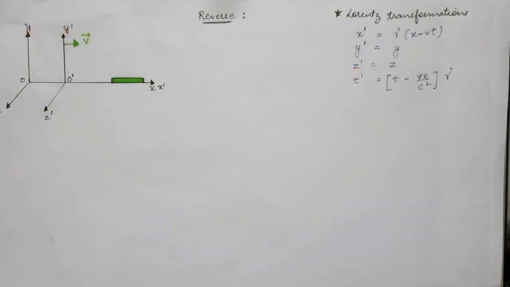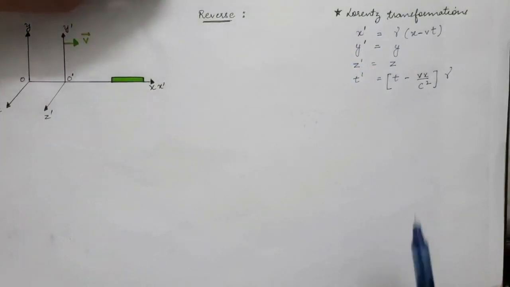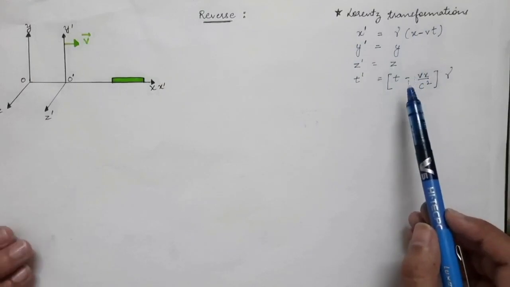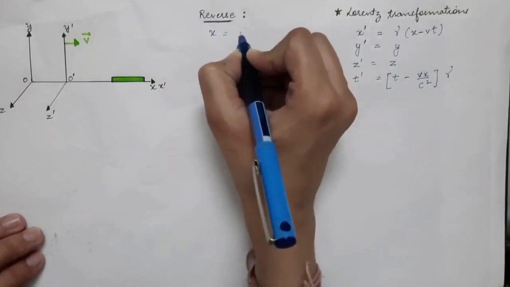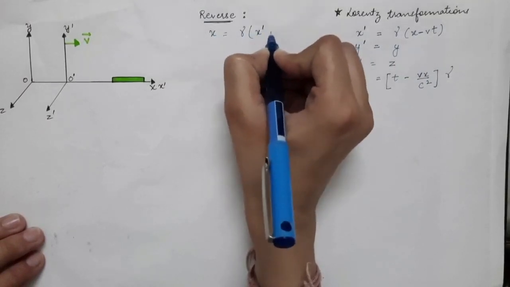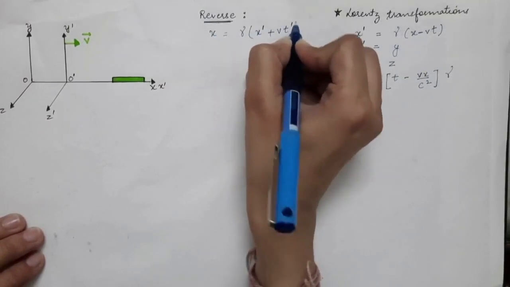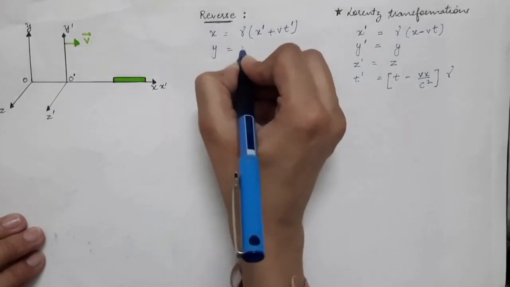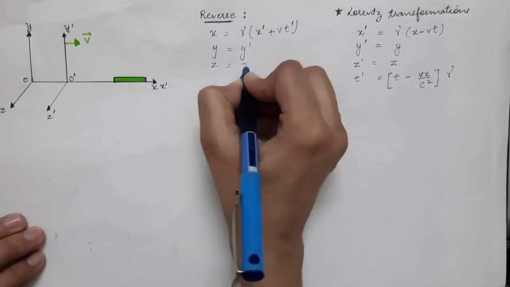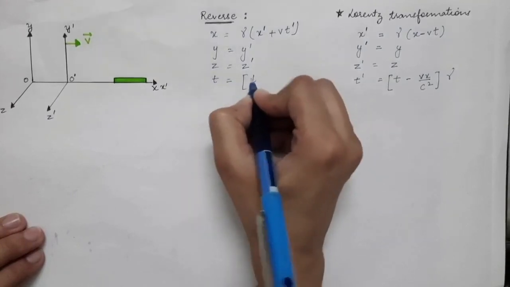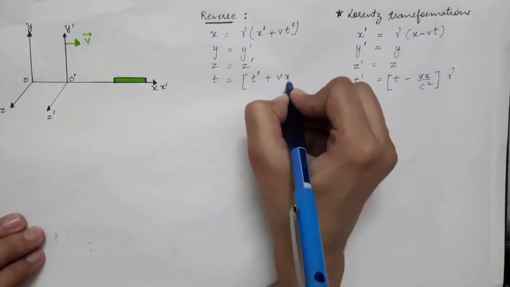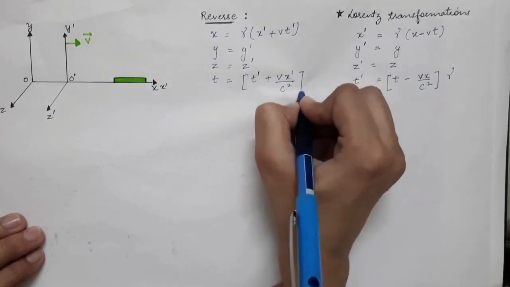Going to do the concept of length contraction and time dilation. Firstly, I have the Lorentz transformations that I have written. And in the reverse case, we will have x equal to gamma times (x prime plus v into t prime), y equal to y prime, z equal to z prime, and t equal to gamma times (t prime plus v x prime by c square).